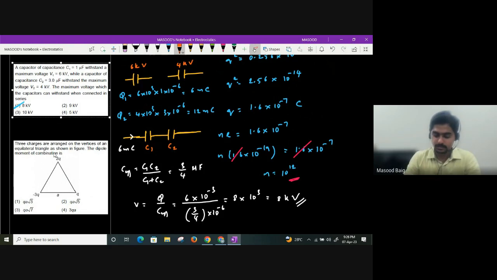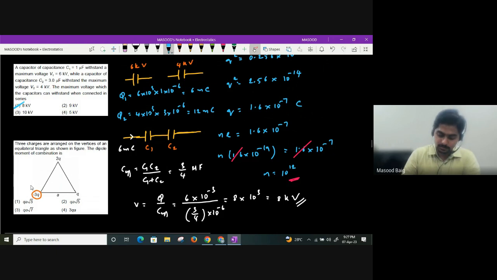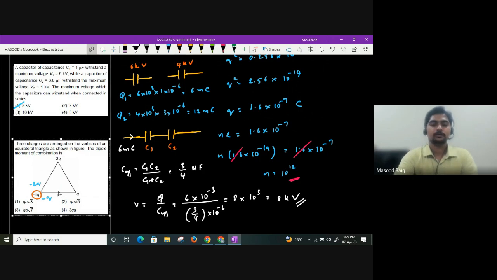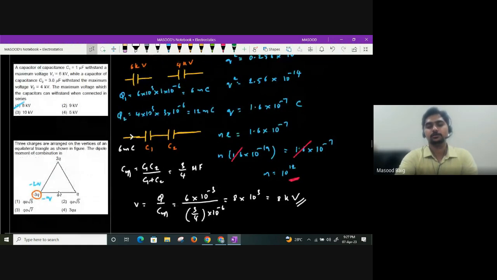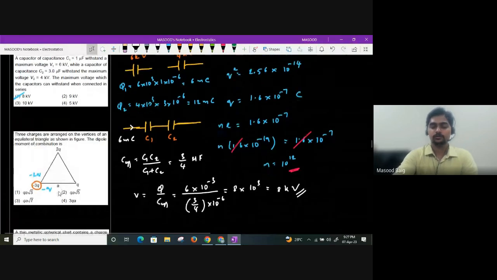Three charges are arranged on the vertices of an equilateral triangle. Find the dipole moment of the combination. Very important question, guys. Dipole is what? A set of two charges which are equal in magnitude and opposite in sign. So what I'll do to this minus 3q charge is, can I write it as minus 2q and minus q? And whenever we are talking about dipoles, always directed from negative charge to positive charge, you are going to have one dipole moment.